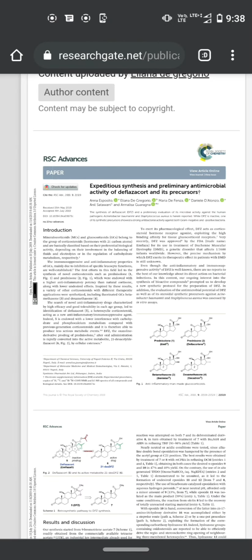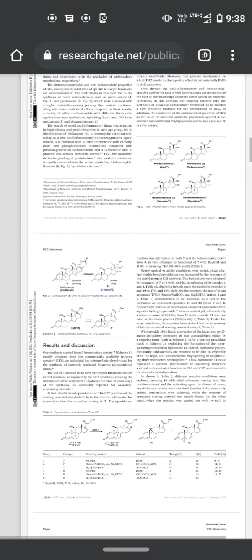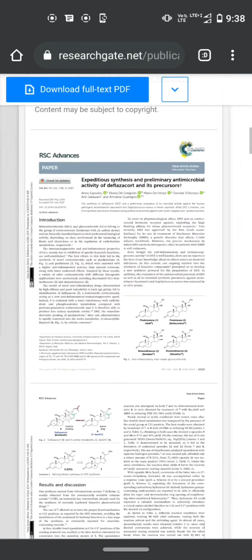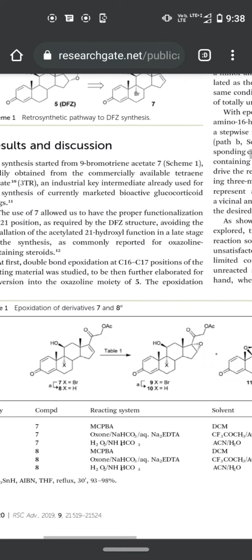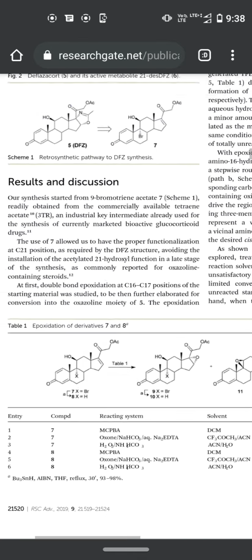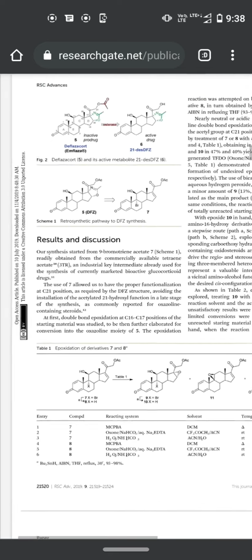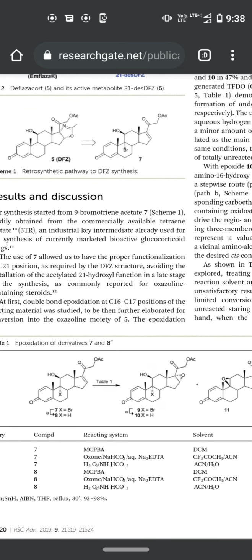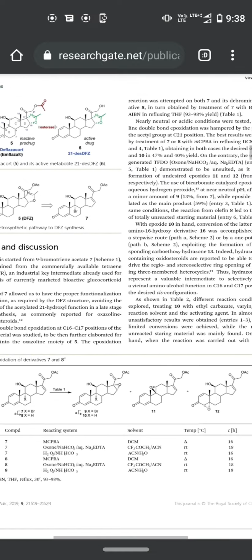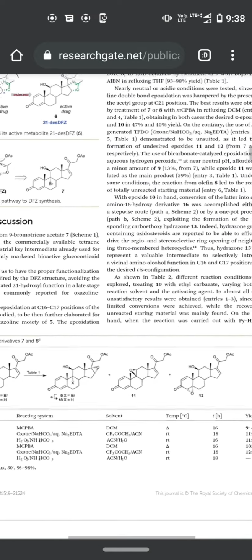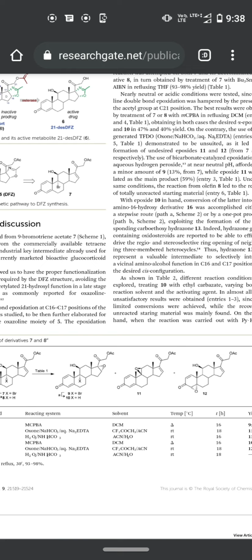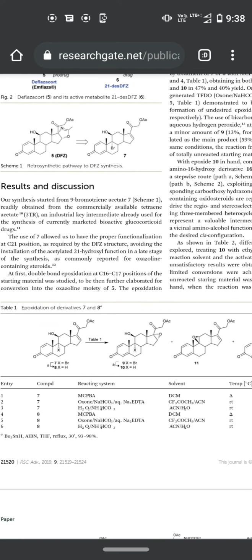So guys, let's finally see the research paper where we can see the synthesis of Deflazacort. Actually, it's quite a recent one. It was published in 2019. They also start from this starting material, which is already used in the synthesis of other glucocorticoid drugs. Therefore, they use it. Like I already told, all of them are only concentrated on how they can make that oxazoline ring and other substitutions.